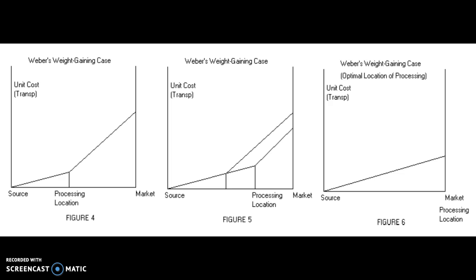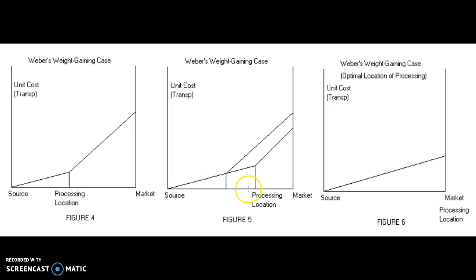Figure 4 has the highest transportation costs due to the fact that the finished product is heavier than the sources that it is made up of. And the price of moving its good from the processing location to the market is extremely high. So this would almost be like the idea of making the product in Chicago but selling it to Alaska. It wouldn't make much sense.